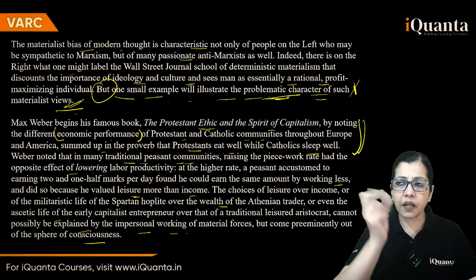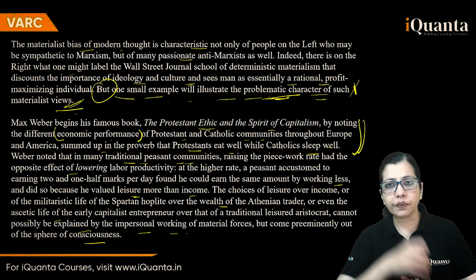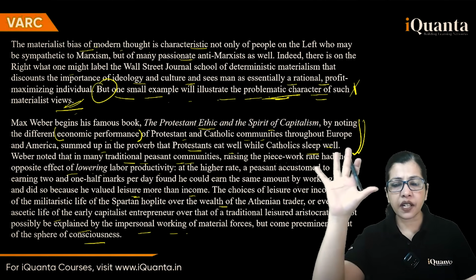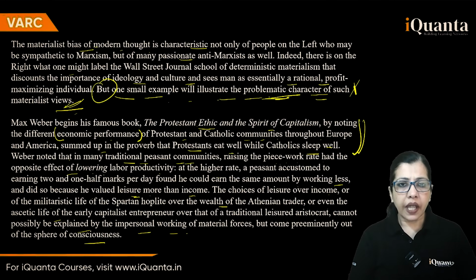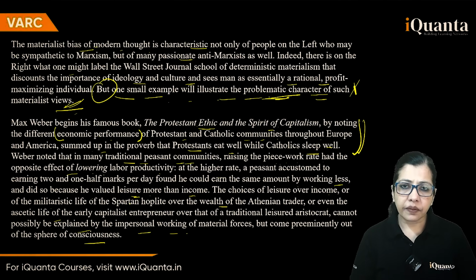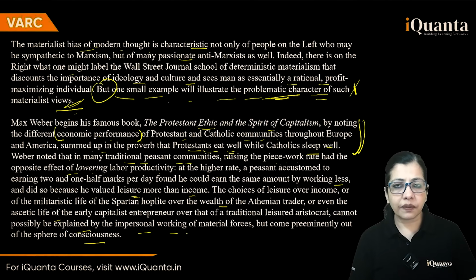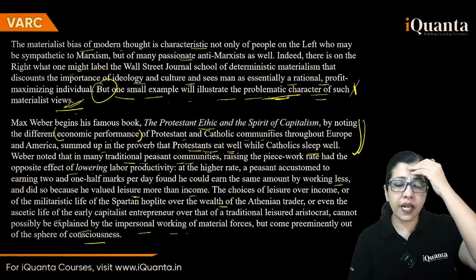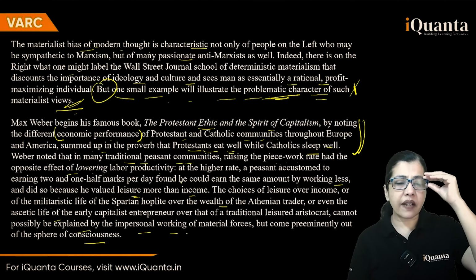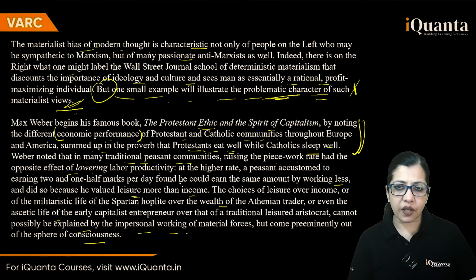You increase the rate, people will work more and earn more. Everything is connected to the materialist pleasures, materialistic world. But Weber begins his book by noting there is a difference. Protestant and Catholic. Okay, Protestants eat well, they will do more to earn more. Catholics, आप देख लो, sleep well. Their sleep is precious, their leisure is precious. Okay, Weber noted that in this.